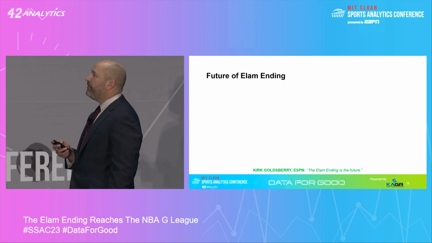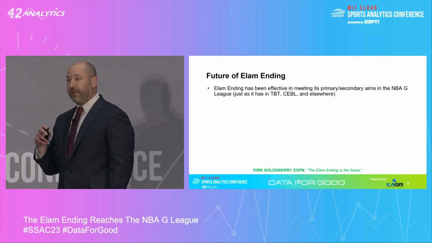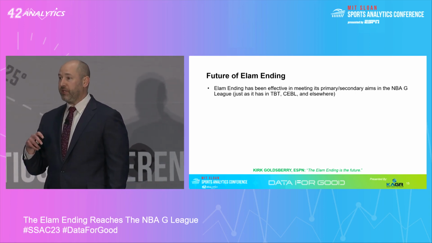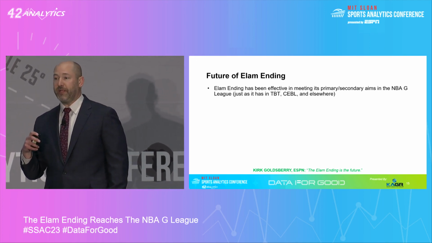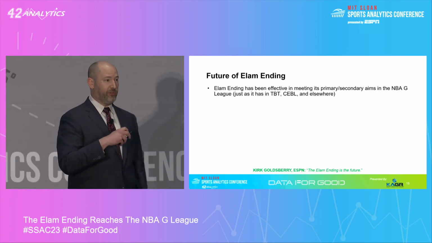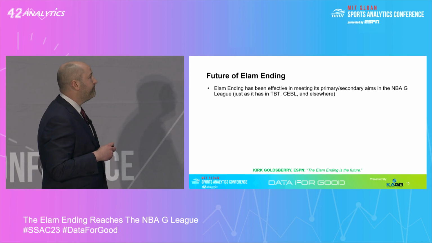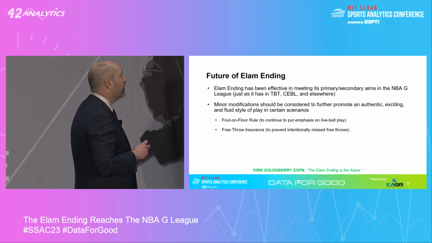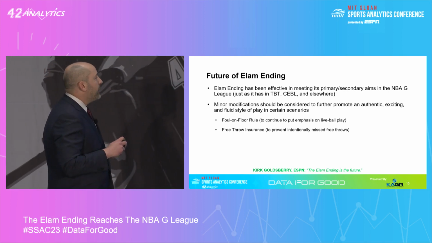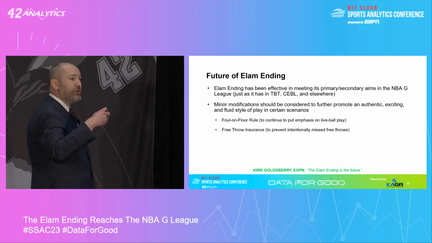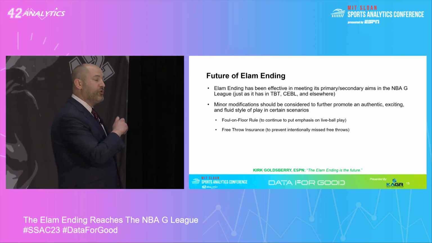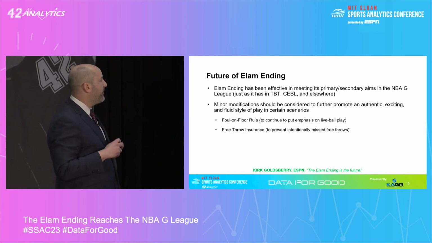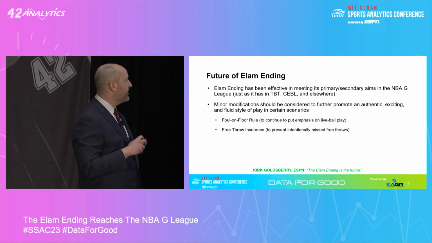So to recap, looking at the implementation of the Elam Ending in the G League, it's been solid, it's been effective. It's meeting all those primary aims that we looked at on the previous slide, just as it has been in other leagues and events that have implemented it. Even though it's been effective, I think there's a way to fine-tune it to make it even better. There are these two rule modifications that I would advocate for that I think can take it to the next level.